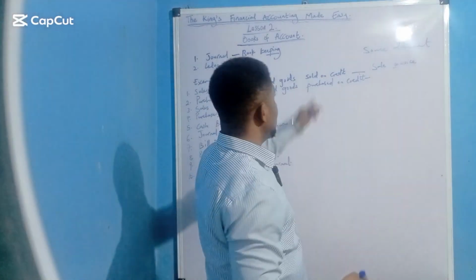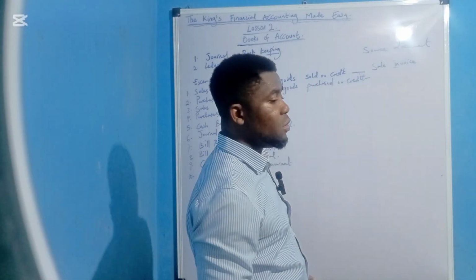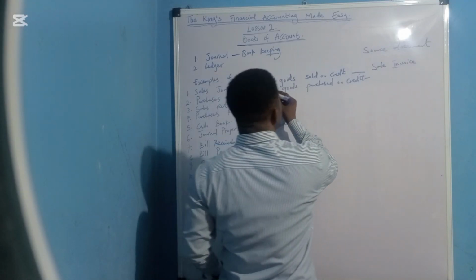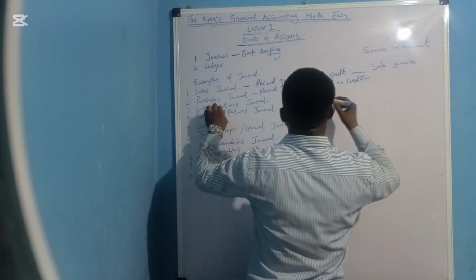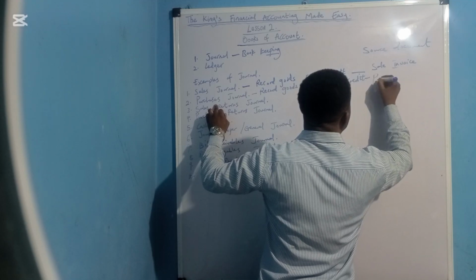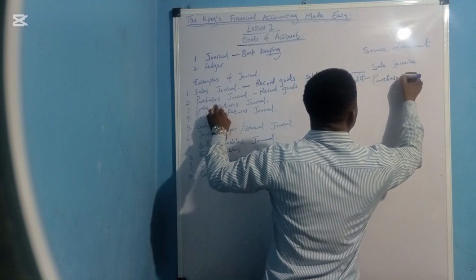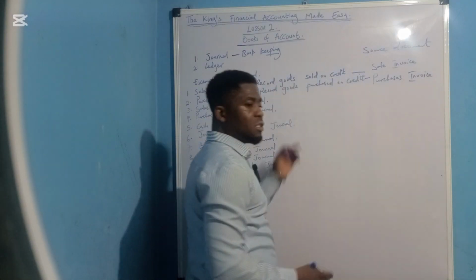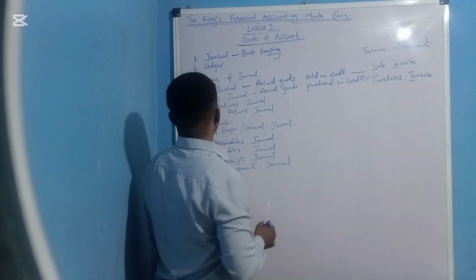Credit yet. That is what sales on credit means. So for your purchases journal, your source document is the purchases invoice, your purchase invoice. Yes.